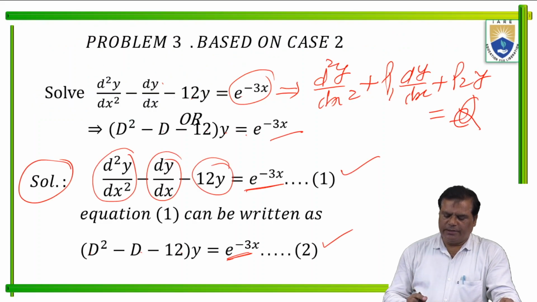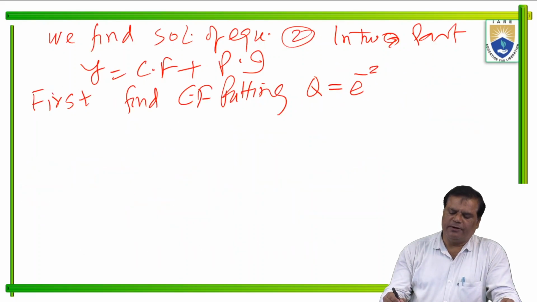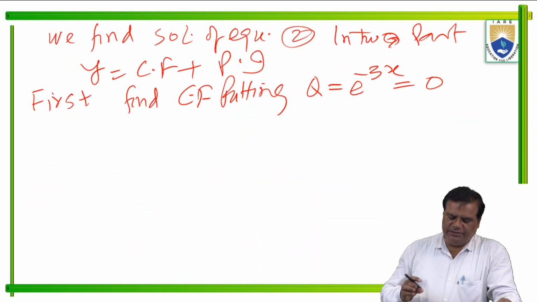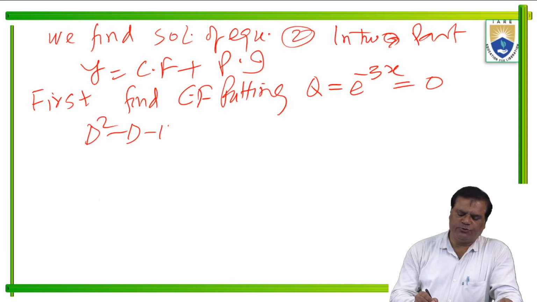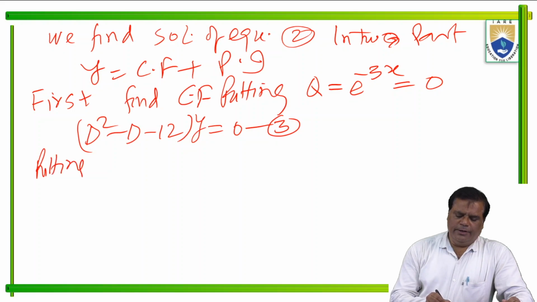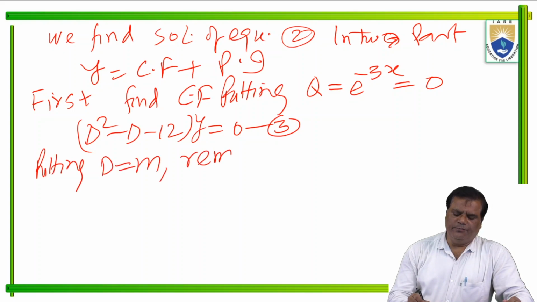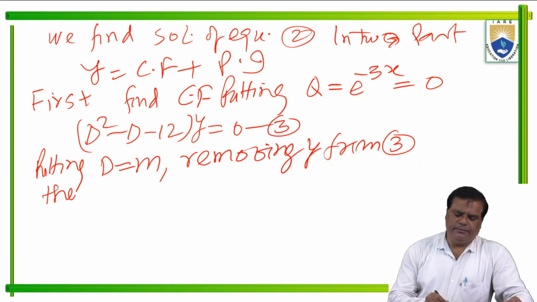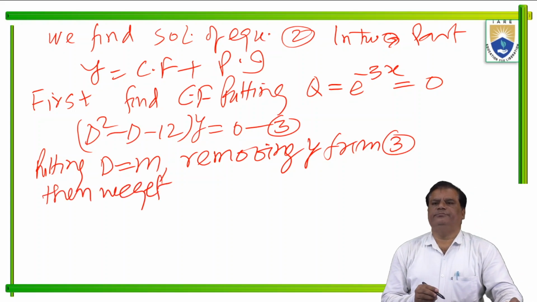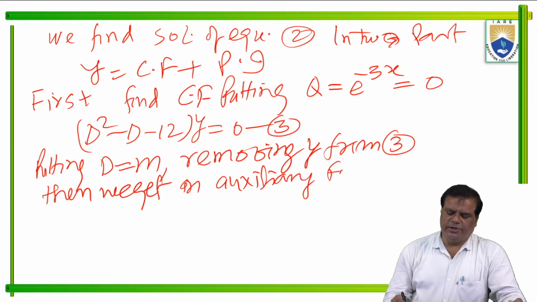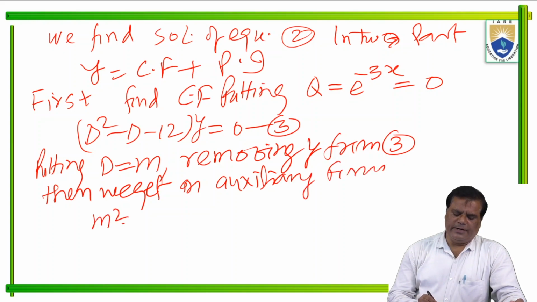What is Q here? Q is e to the power minus 3x, taking this as 0. Then the equation becomes D square minus D minus 12, into y is equal to 0. This is equation 3. Putting here D equal to m and removing y from 3, we get an auxiliary form. So here m square minus m minus 12 equal to 0.